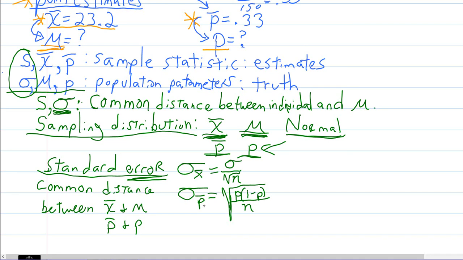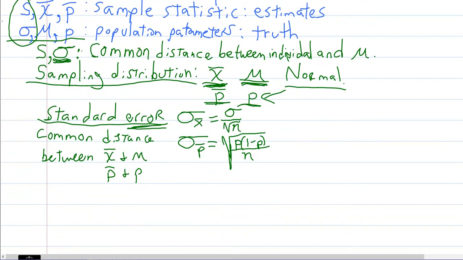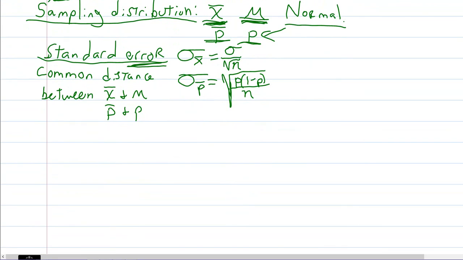So these things are standard errors. They're common distances between an estimate and the truth. And sometimes, as I said, the distances between estimates and the truth have a normal distribution. Sometimes they don't. Now, when can we use the normal distribution for these things? And when can't we use the normal distribution? Well, before we get into that, let's talk about what if we could use the normal distribution.